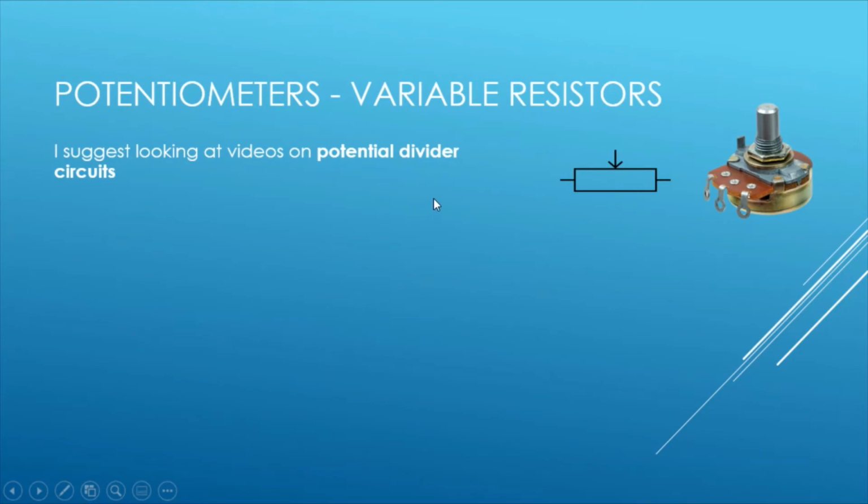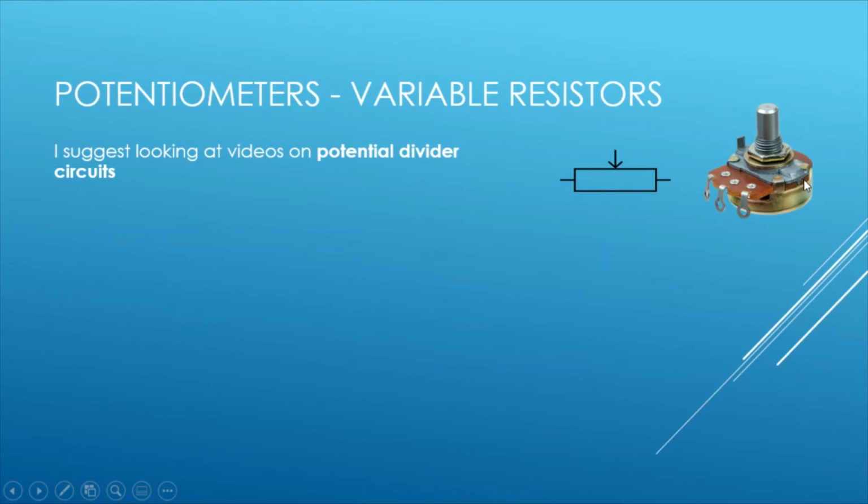The potentiometer. Okay, so variable resistors. I do suggest looking at videos on potential divider circuits and understanding all the current and voltage changes happening across them. However, they have a very, very simple circuit symbol. Here you have what looks like a resistor with an arrow that essentially slides across.